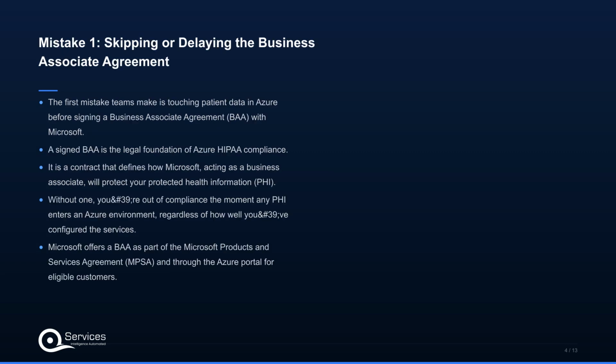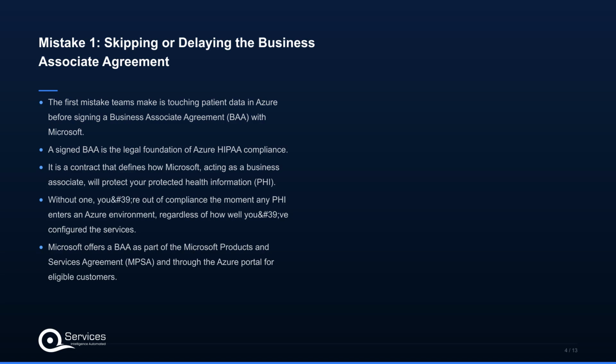Let's talk about mistake 1, skipping or delaying the business associate agreement. The first mistake teams make is touching patient data in Azure before signing a business associate agreement with Microsoft. A signed BAA is the legal foundation of Azure HIPAA compliance. It is a contract that defines how Microsoft, acting as a business associate, will protect your protected health information. Without one, you're out of compliance the moment any PHI enters an Azure environment, regardless of how well you've configured the services.